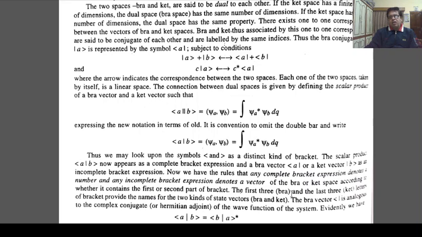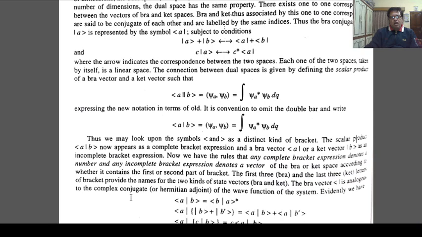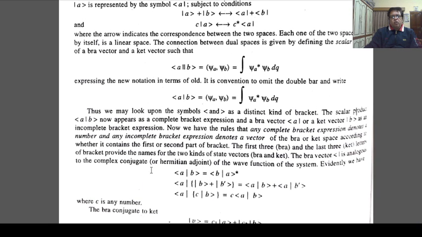The first three letters, bra, and the last three letters, ket, of the word bracket provide the names for the two kinds of state vectors, bra and ket. The bra vector is analogous to the complex conjugate or Hermitian adjoint of the wave function of the system.